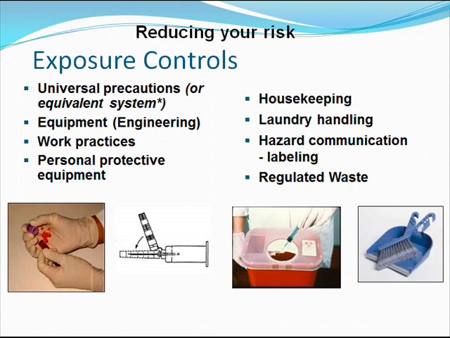Reducing your risk. Exposure controls: universal precautions, equipment, work practices, personal protective equipment, housekeeping, laundry handling, hazard communication, labeling, regulated waste. The risk of occupational exposure to BBPs can be reduced by the following methods, which we will discuss further.